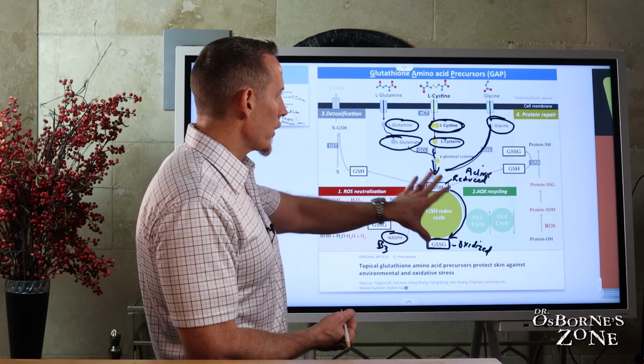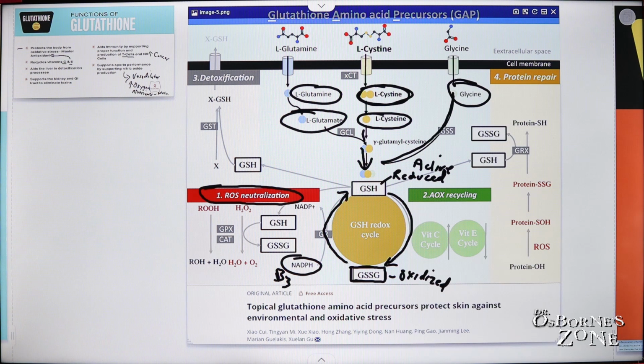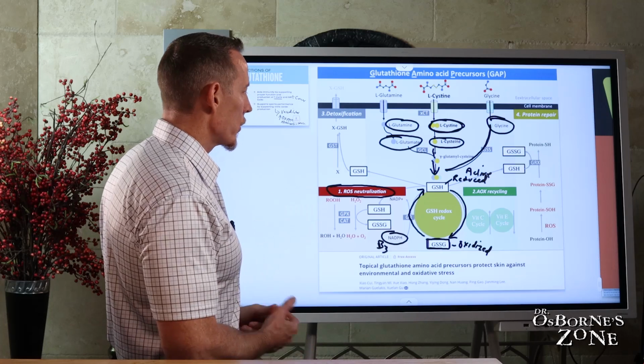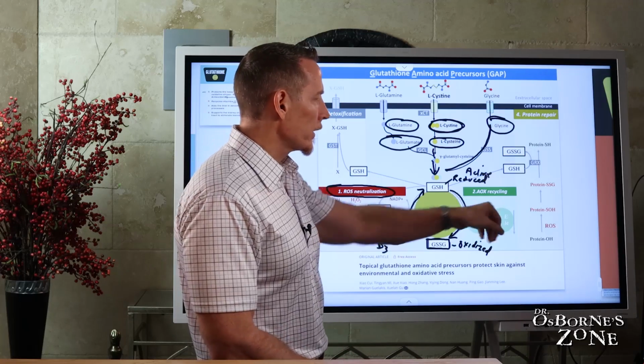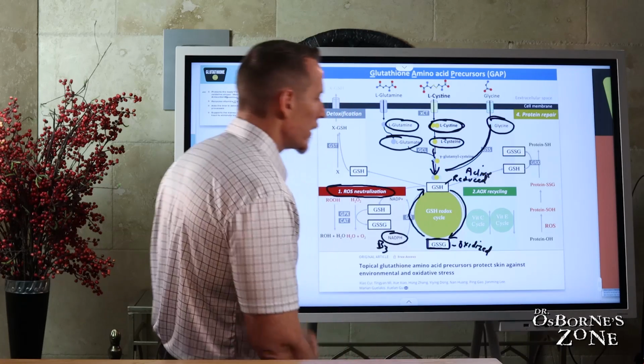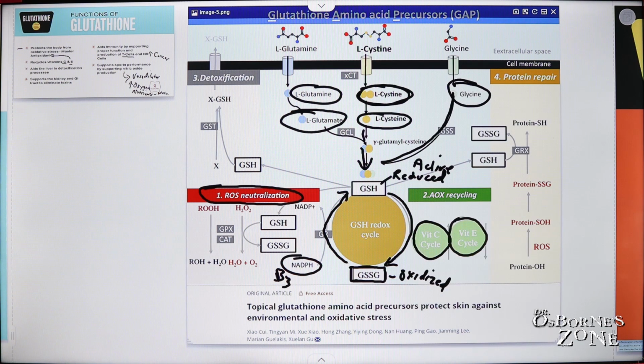But look at some of the functions here. If you look at the different functions, one is right here in this red column. It says ROS neutralization. What is ROS? ROS stands for reactive oxygen species. These are basically free radicals. What I was talking about earlier is that glutathione helps to neutralize or offset the damage from free radical production in our body. Number two, over here, you can see AOX recycling. That stands for antioxidant recycling. In the case of glutathione, it helps to recycle vitamin C and vitamin E, both very powerful antioxidants.